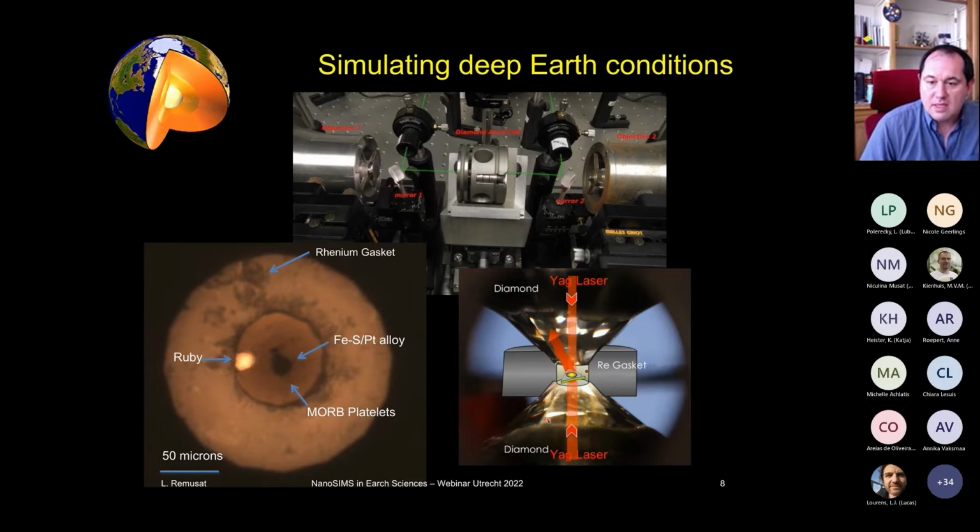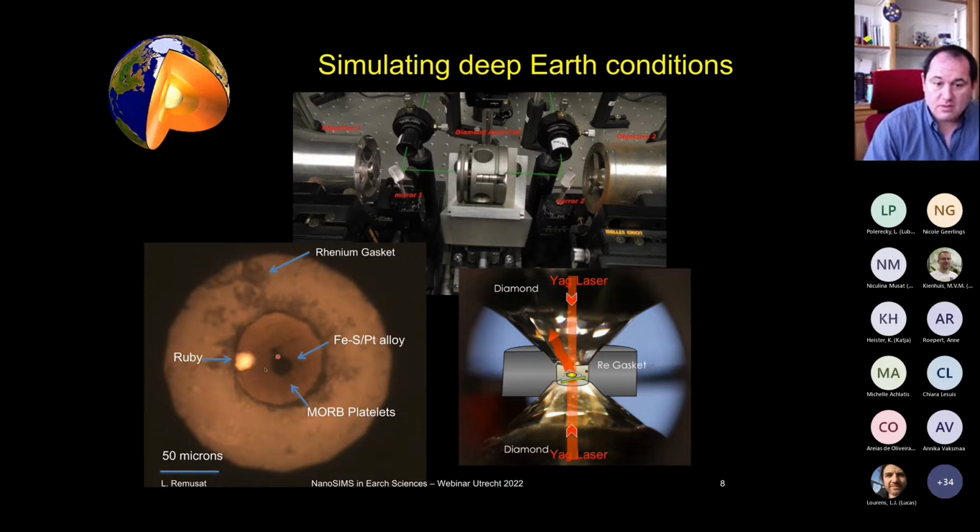So the diamond anvil cell is an apparatus where you have a sample, on the bottom right, that is pressed in between two diamonds on a very small surface. You have on the left an optical image of the sample in the middle. The sample is included in a rhenium gasket, and an area of about 50 microns is going to be melted at high pressure, so we can get to 100, 150 gigapascal.